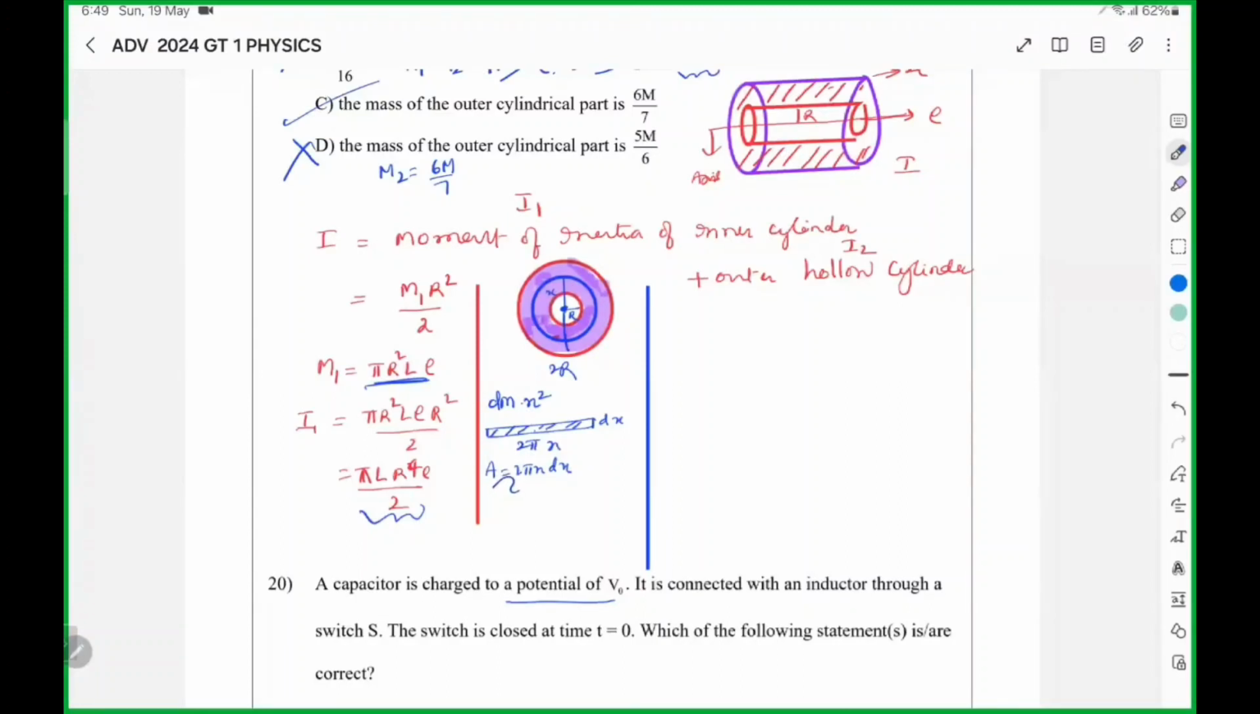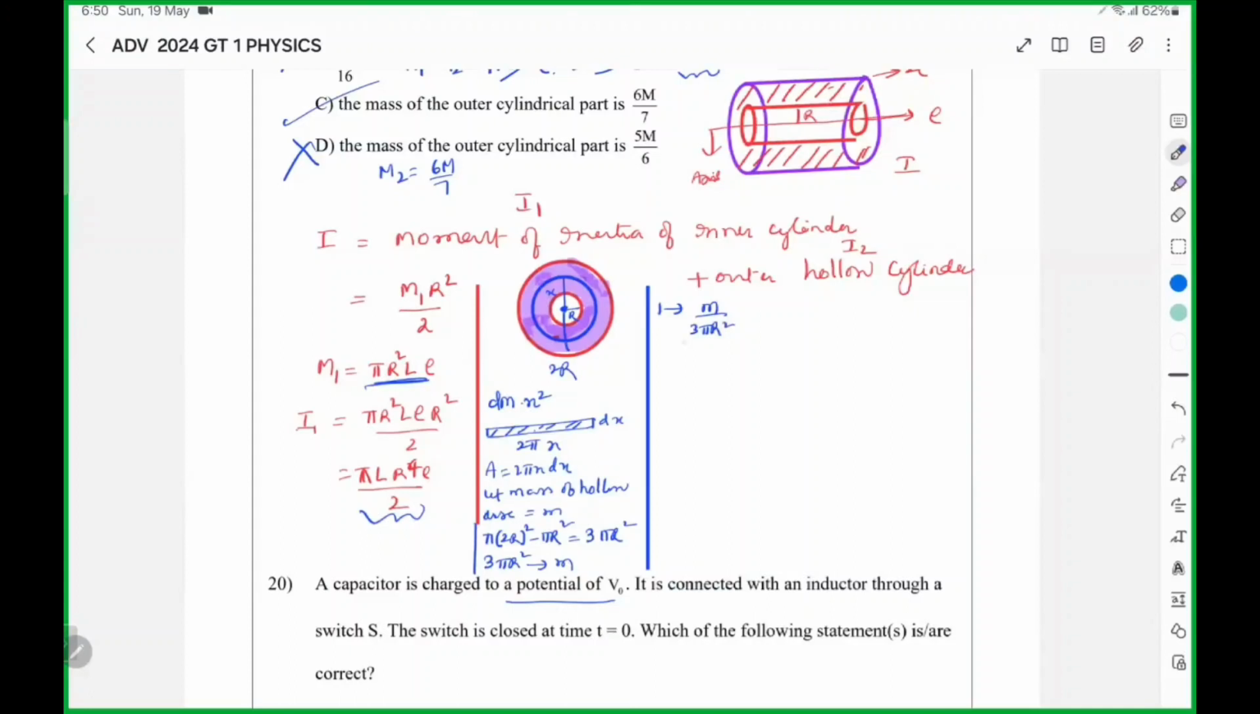Here, hollow disklet, mass of hollow disk, M. That is, it is related to area, outer circle area minus inner circle area. That is 3 pi r square. For 3 pi r square area, mass is M. For 1 unit, mass will be M by 3 pi r square.